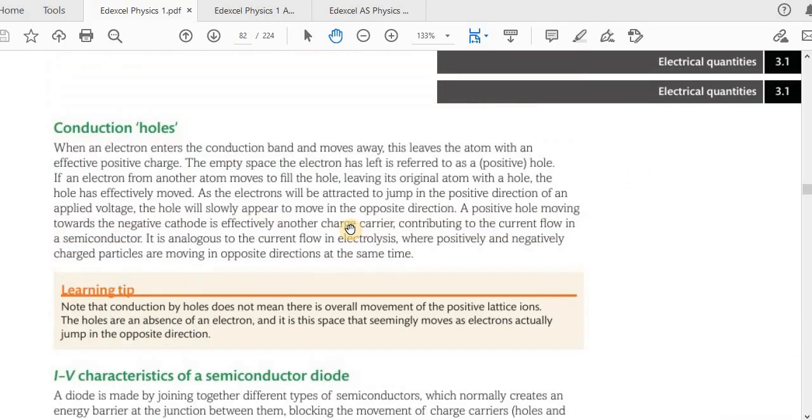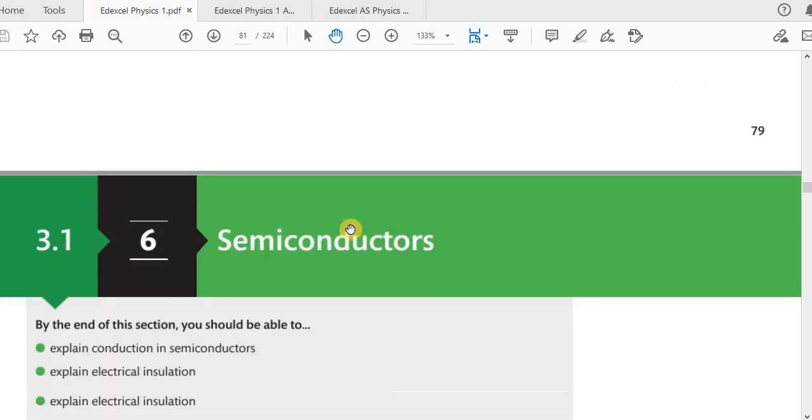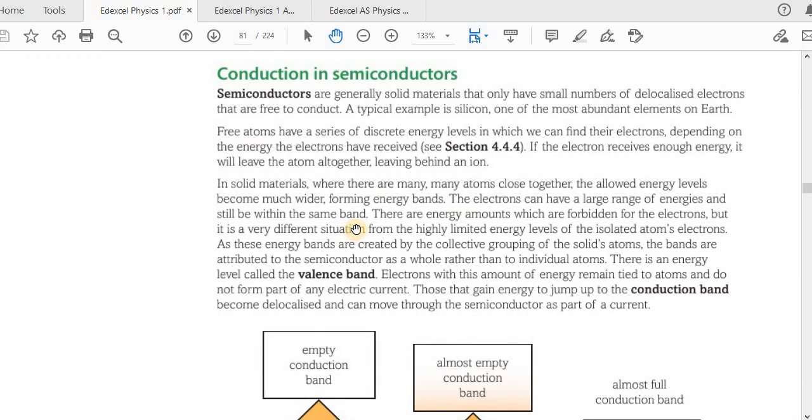So let's first start with what we have here in the beginning, conduction in semiconductors. Semiconductors are generally solid materials that only have small numbers of delocalized electrons. When we learned about metals, we learned about delocalized electrons, which are the conduction electrons, also called the free electrons. They are in the sea of electrons. So they can move around, and these are what make the metals good conductors.